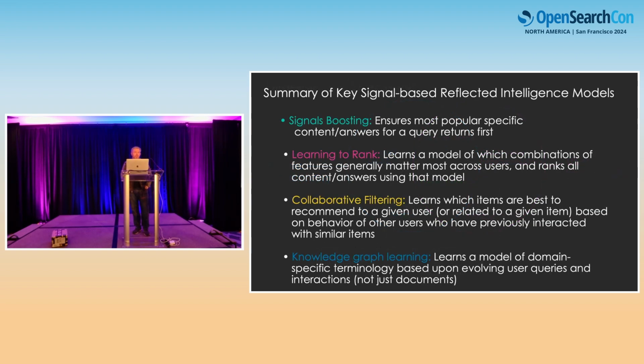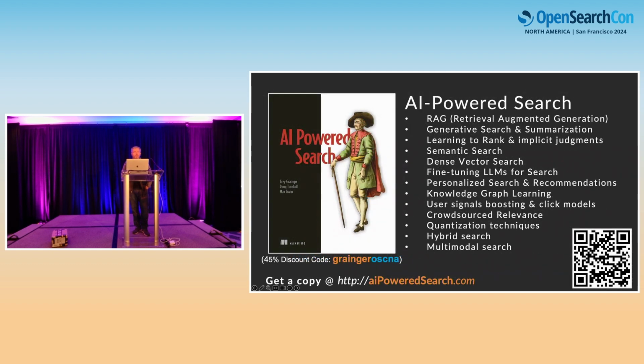So as a summary, 4 different types of reflected intelligence models that we talked about today that you can build with user behavior insights and with code in the book. One is signals boosting, the other is learning to rank, the third is collaborative filtering, and the fourth is knowledge graph learning. I'm not going to go over the definitions again because we just went over that. If you're interested in learning more, interested in playing around with this data, if you maybe want to set up user behavior insights, start collecting some of this data, not just for pretty graphs and not just for analytics to tell your product team how things are going, but actually to build models to improve the relevance of your search engine to get better results for your end users.